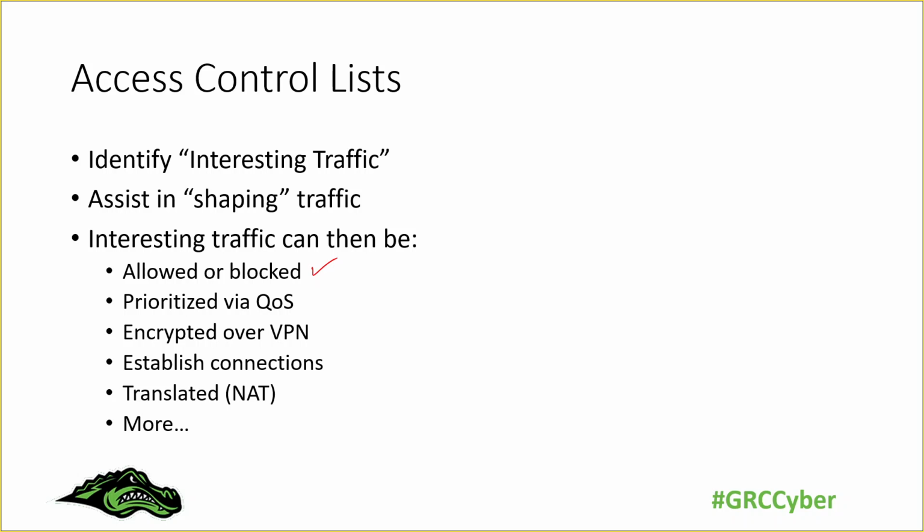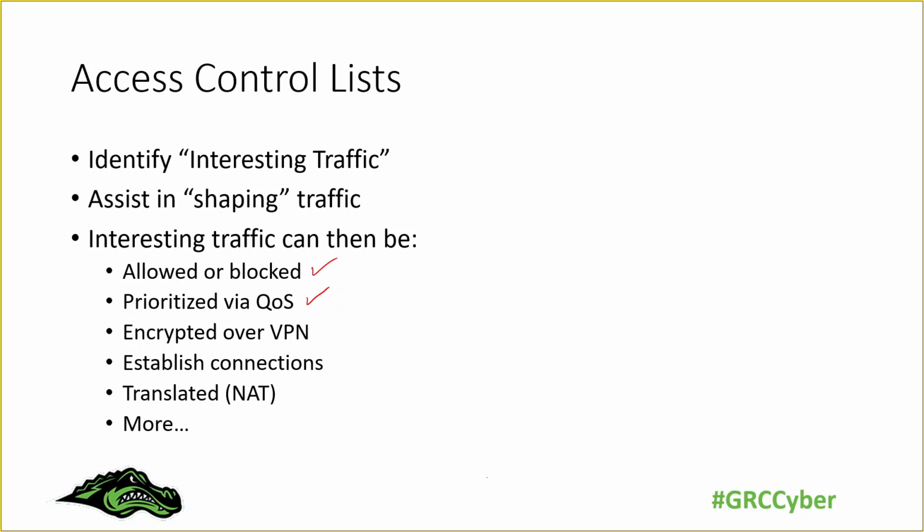However, we can also use access control lists to prioritize our traffic. For instance, do I want to allow video gaming on my network? Maybe, but it should be a lower priority than other traffic on my network. Therefore, I will prioritize it as a low quality of service over the email and web browsing that's going on in my environment.